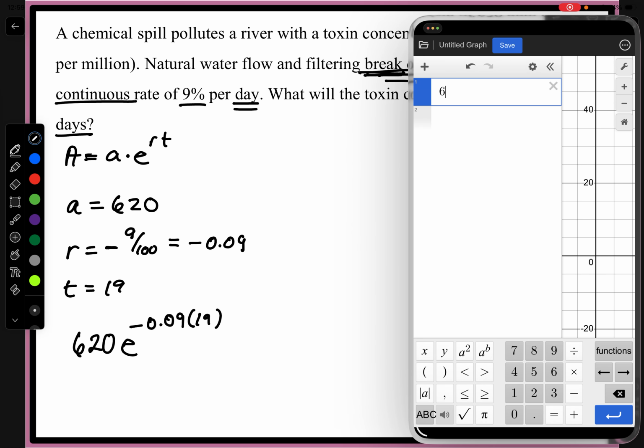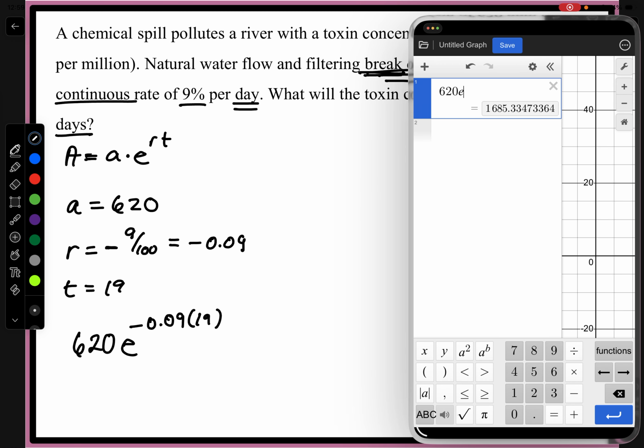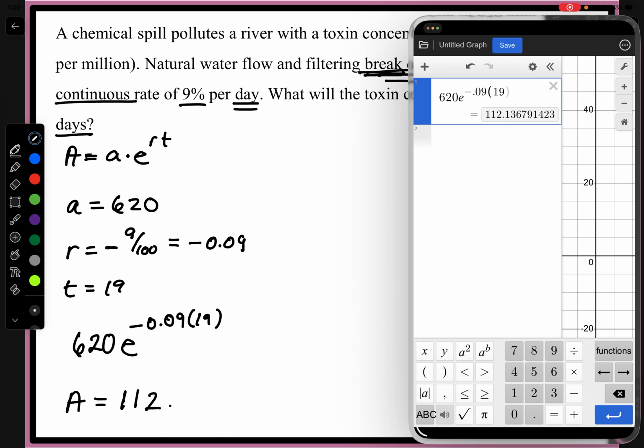Evaluate that using Desmos. So the amount of toxin in this river is going to go down, which makes sense because it's breaking it down. So it's going to go down to 112.136. It doesn't say to estimate anything, but I'm going to estimate to 2 decimal places.